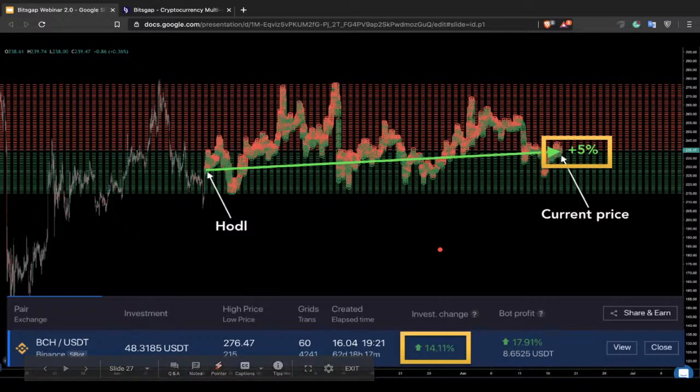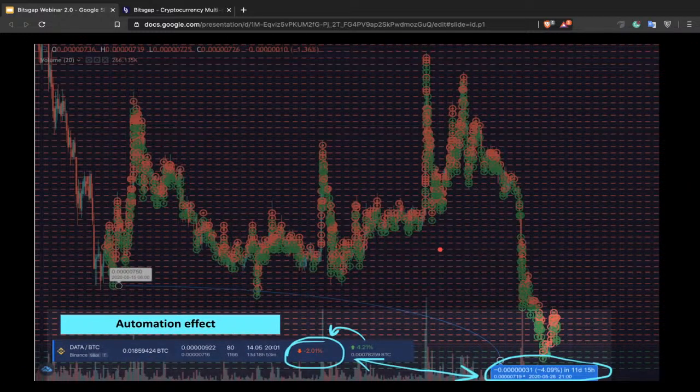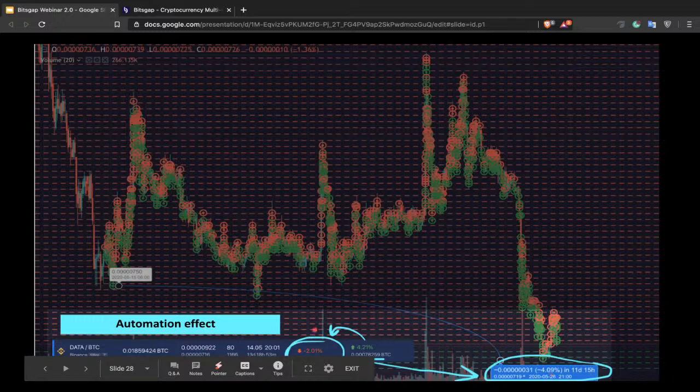That's another cool thing that we have at Bitsgap, that we allow you, with automation, to maximize your profits on the sideways market. All right? Well, that's the negative value change effect. If you would buy it from that point and down to current price, you would be minus 4%, but with automation, that's only minus 2%, because the bot profit will offset this negative value change.